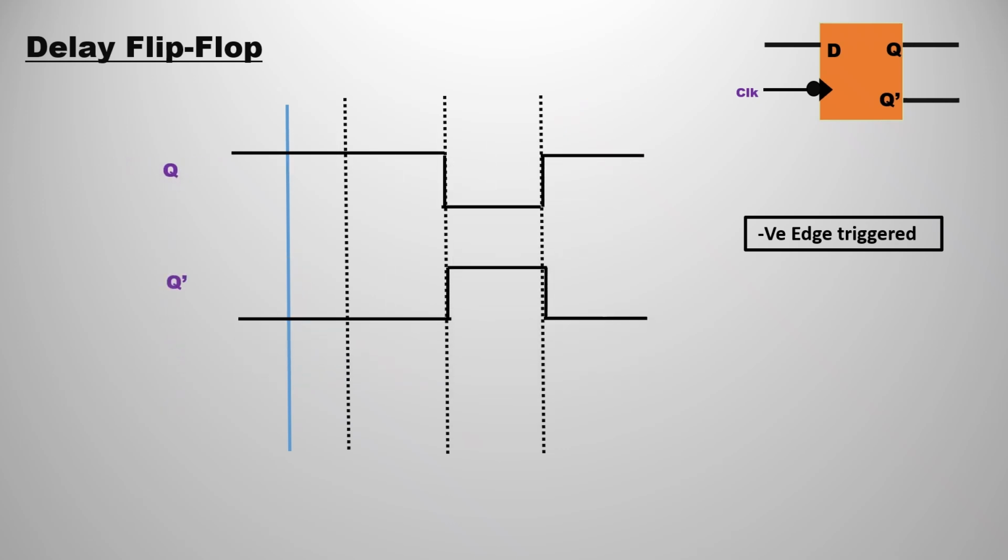In the same fashion, if you want Q bar, the same thing we are going to see, because this is also another output of the negative edge triggering D flip flop. So simply invert the Q, and you are going to have the Q bar.